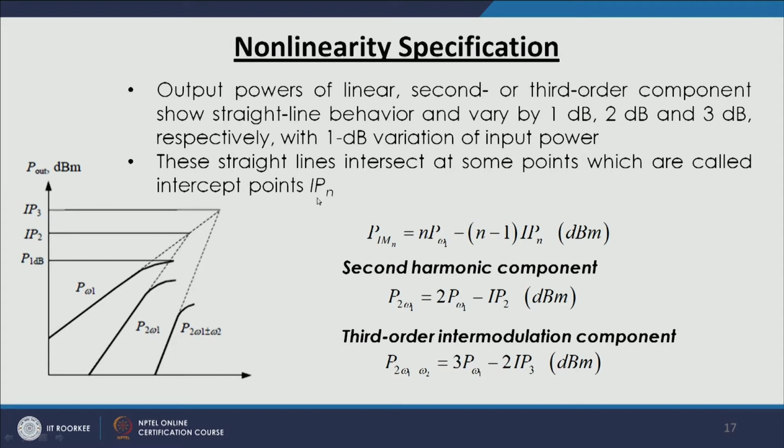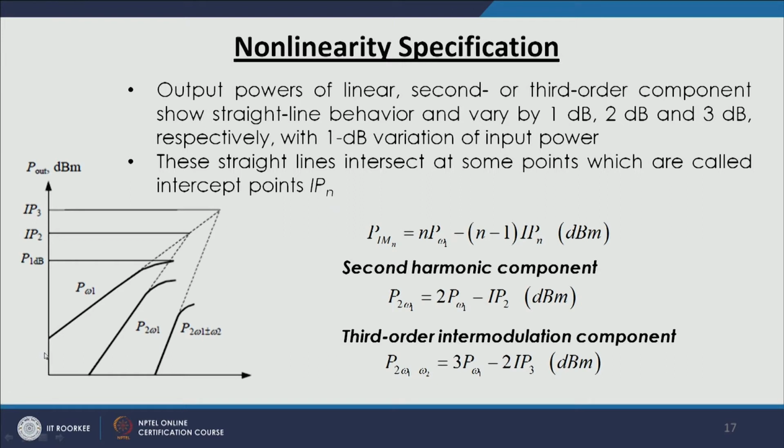Because of this relation, we can have the intercept of these lines with the original signal line, and these points are called intercept points, or IPn. Here n represents the order of the IMD. So if it is second order, it will be IP2, and if it is third order, it will be IP3.